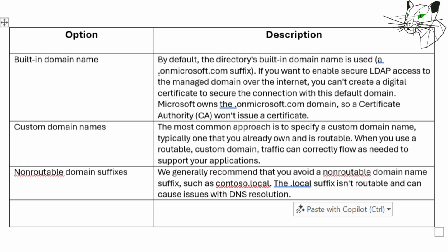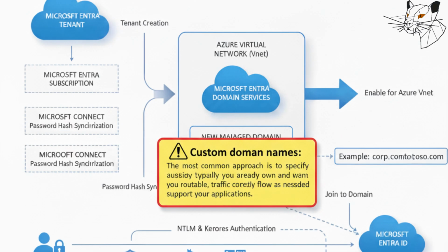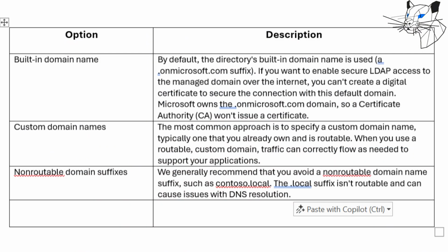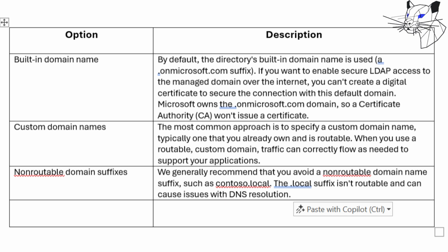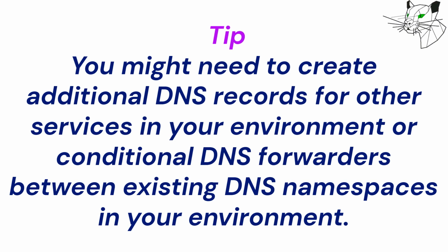Custom domain names. The most common approach is to specify a custom domain name, typically one that you already own and is routable. When you use a routable custom domain, traffic can correctly flow as needed to support your applications. Non-routable domain suffixes. We generally recommend that you avoid a non-routable domain name suffix, such as contoso.local. The .local suffix isn't routable and can cause issues with DNS resolution. Tip, you might need to create additional DNS records for other services in your environment or conditional DNS forwarders between existing DNS namespaces in your environment.